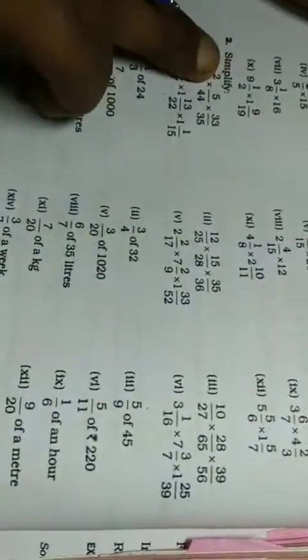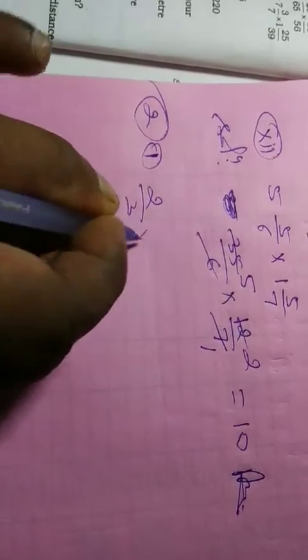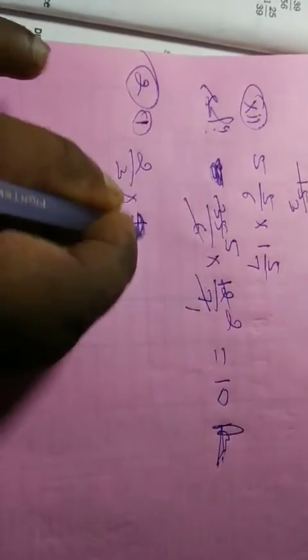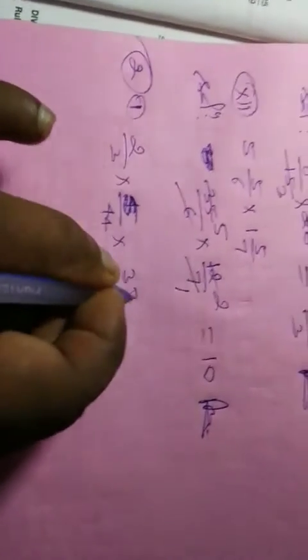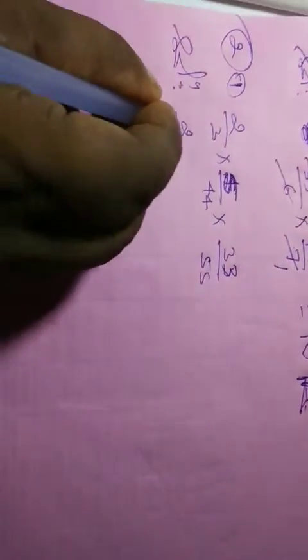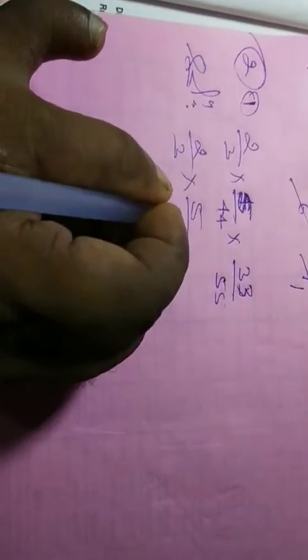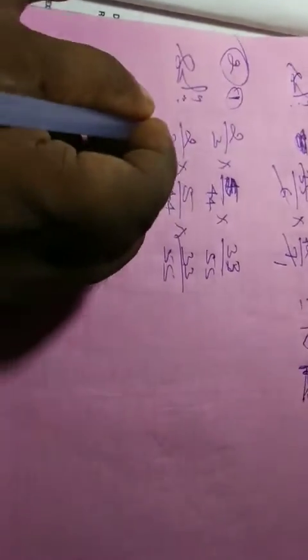Question number 2. Simplify. First of second question: 2 by 3 into 5 by 44 into 33 by 55. 11 4s are 44, 11 3s are 33.